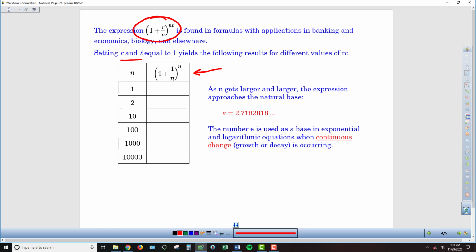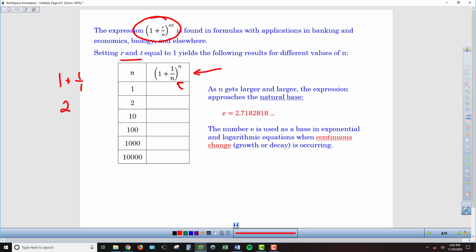And so what we have in this expression, if we think about it, is two competing elements. On the one hand, we have the n that is in the denominator of the fraction inside of the parentheses. And so as we plug in larger and larger values for n, the expression inside of that set of parentheses becomes smaller. So for example, if I plug in 1 for n, I have 1 plus 1 over 1. So I get 1 plus 1, which is 2.